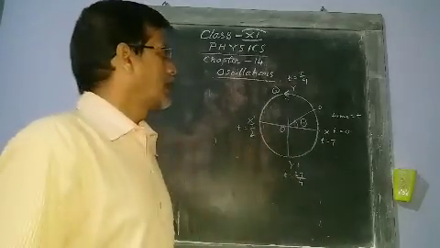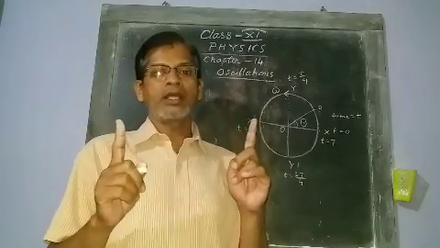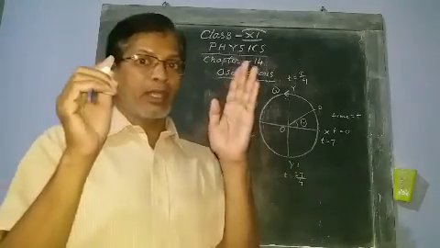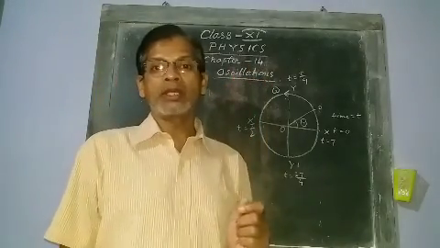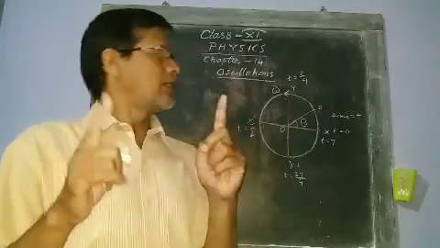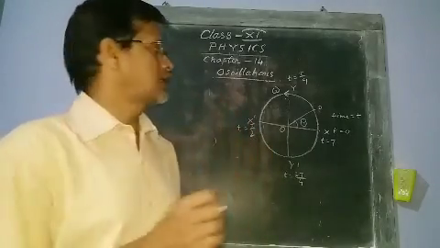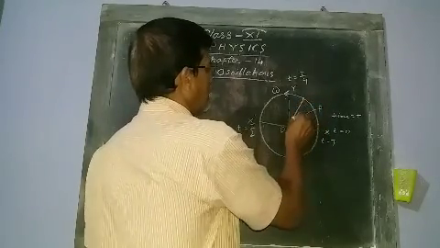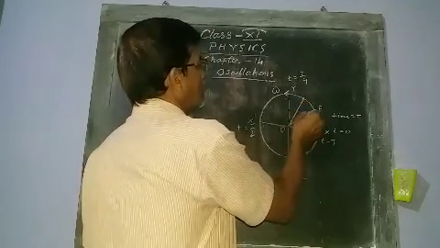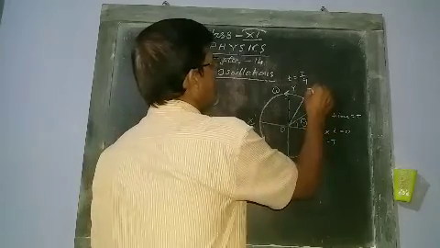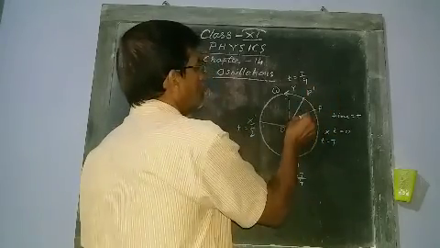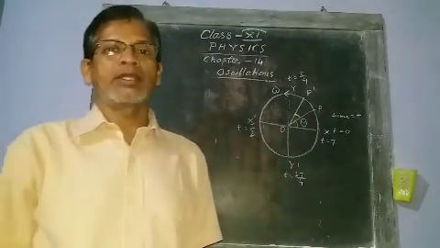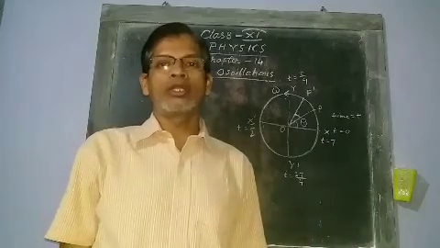Phase difference means this is the difference between the angles when two particles are moving. Suppose one body is here, another body is here. So say this is P, this is P dash, another body. So this is the difference in phase of the two bodies.